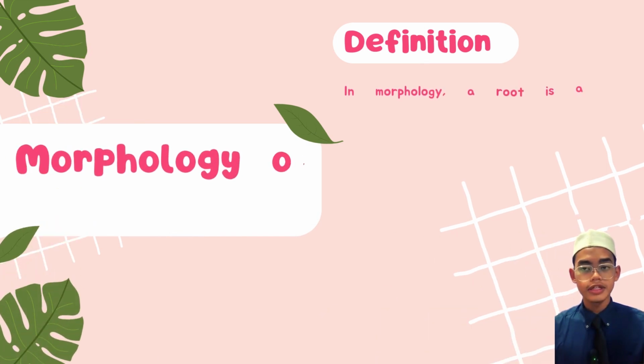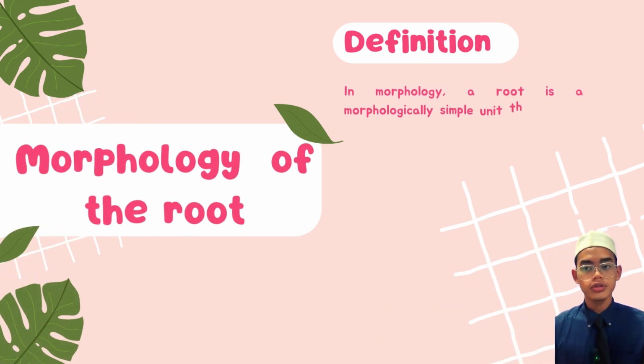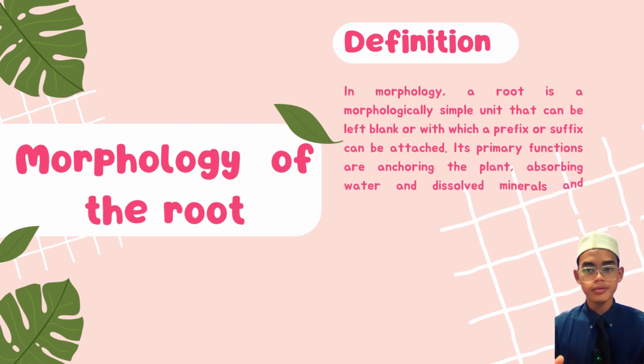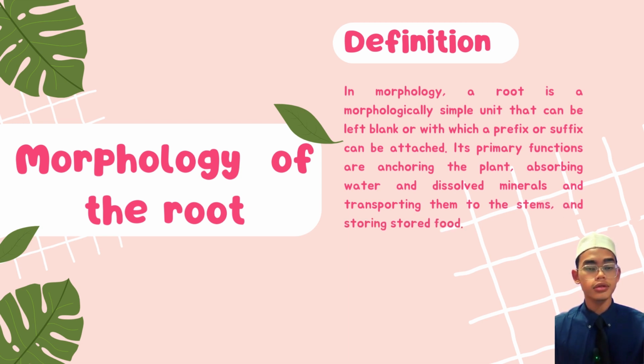The definition of morphology of the root: a root is a morphologically simple unit that can be left blank or with which a prefix or suffix can be attached. Its primary functions are anchoring the plant, absorbing water and dissolved minerals and transporting them to the stems, and storing food.